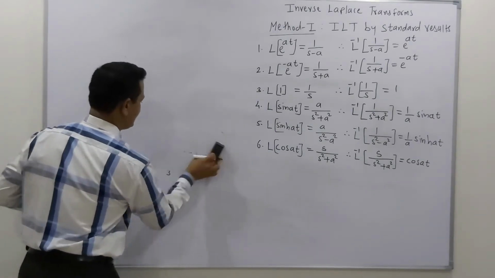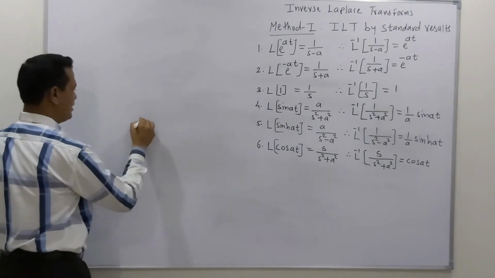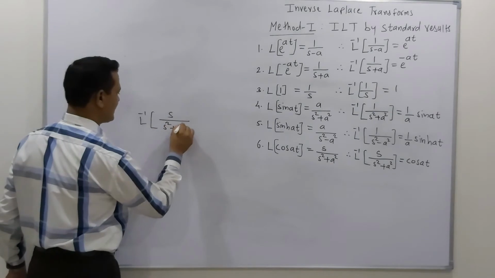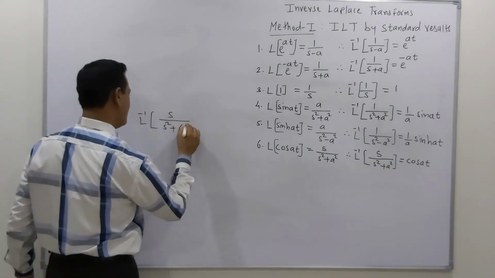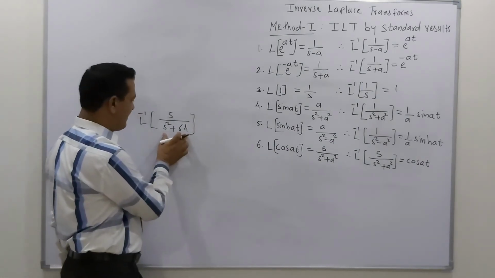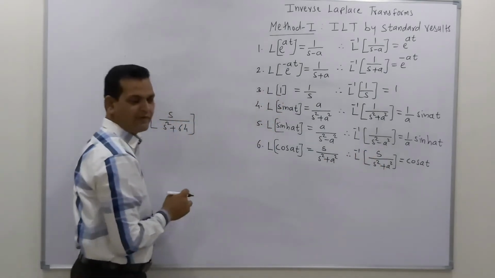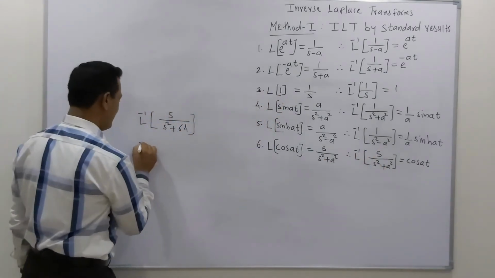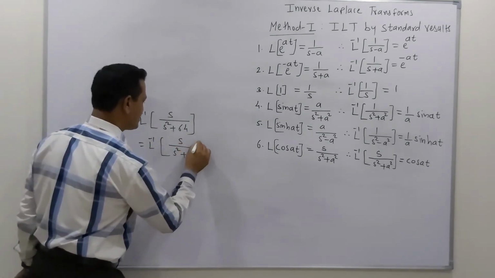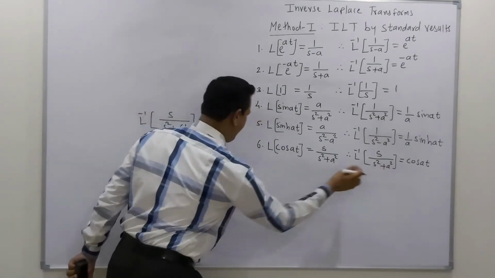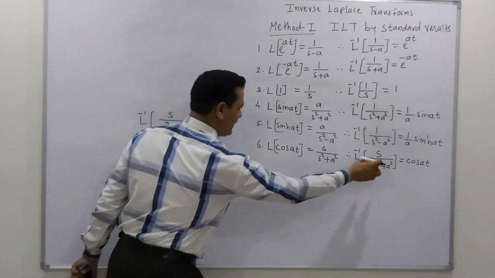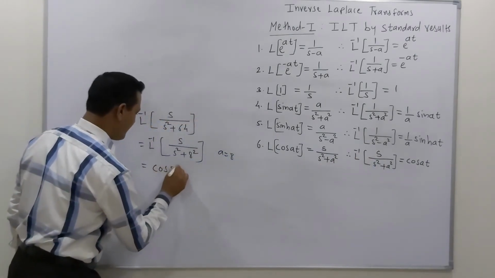Now to understand this concept, let's take an example: find the inverse Laplace transformation of s upon s square plus 64. If we compare this example with the standard result, the numerator is s. This is s square plus 64, so we can write this as the inverse Laplace transformation of s upon s square plus 8 square, so that we get the standard form where the value of a is 8. According to this formula, we can write this as cos of 8t.